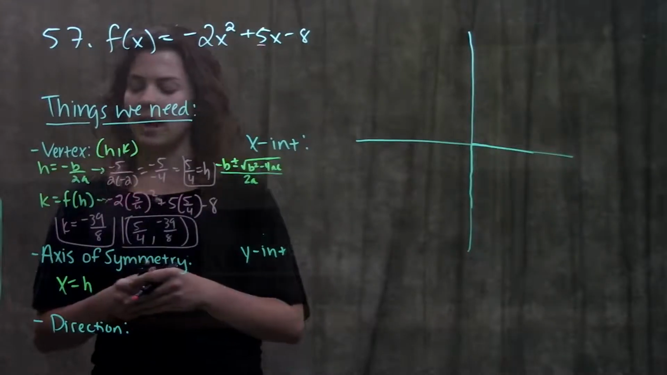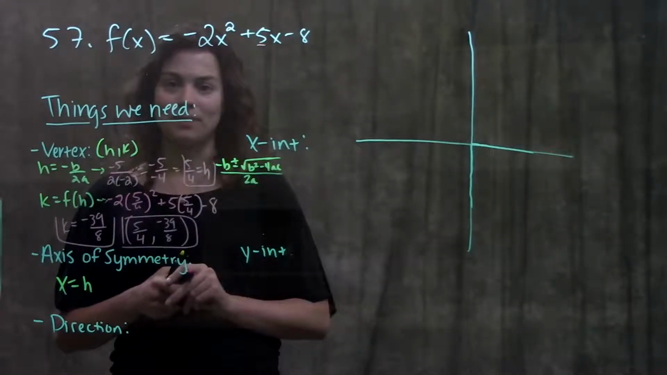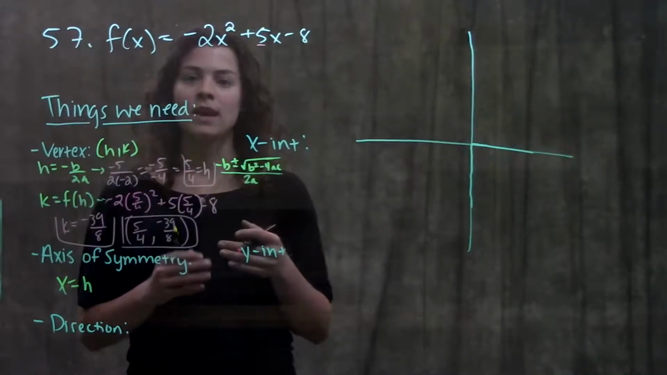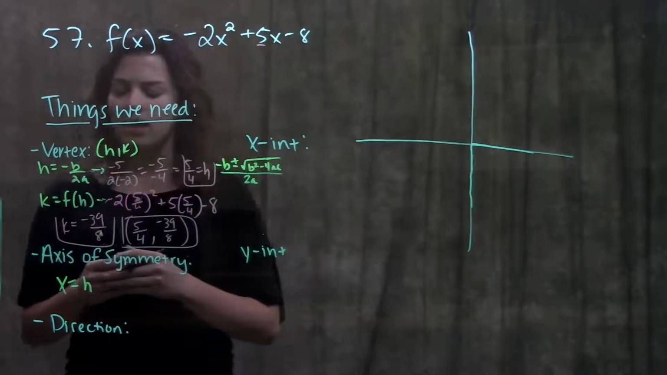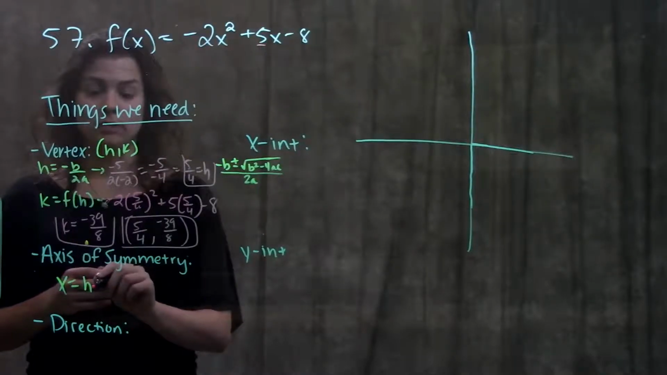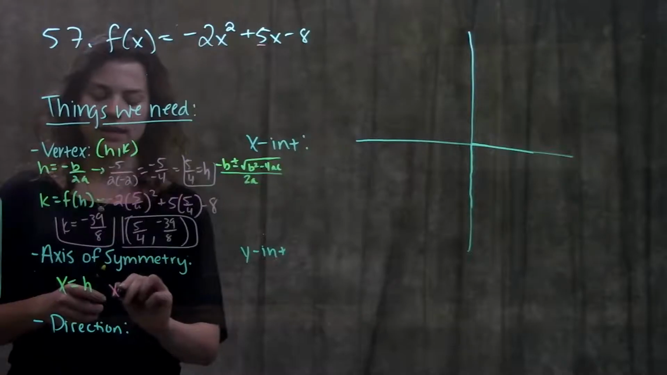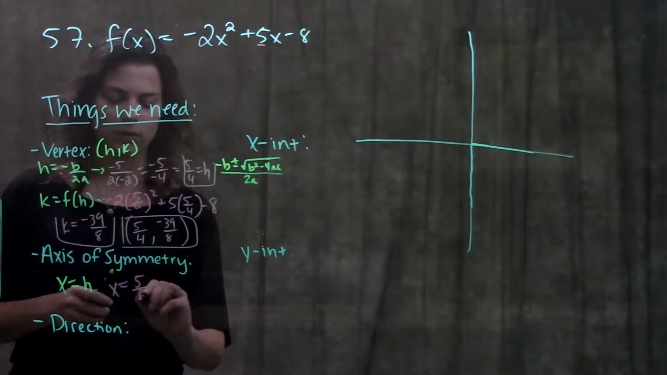Alright, next thing that they're asking for is the axis of symmetry. The axis of symmetry is just that vertical line that cuts a parabola in half, and each side is the same. So that's found by x equals h, or x equals whatever the x coordinate was in our vertex, which in this case is x equals 5 over 4.